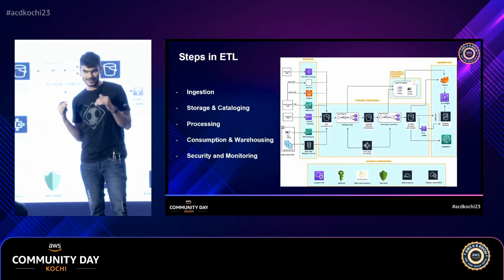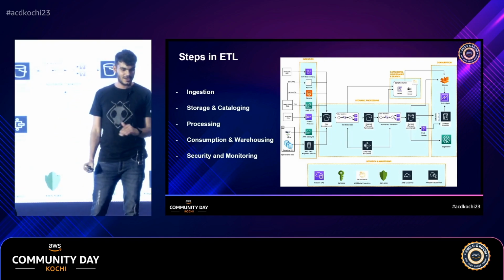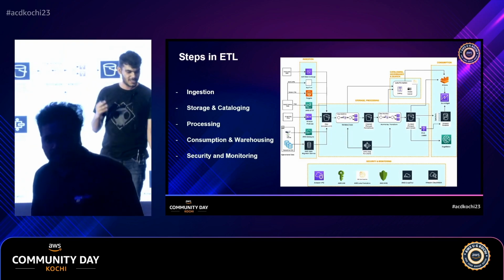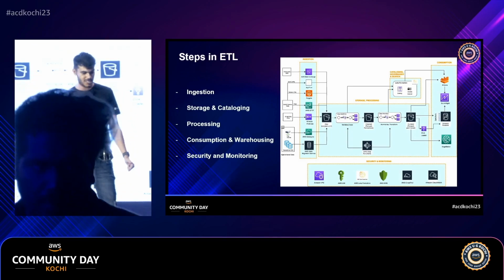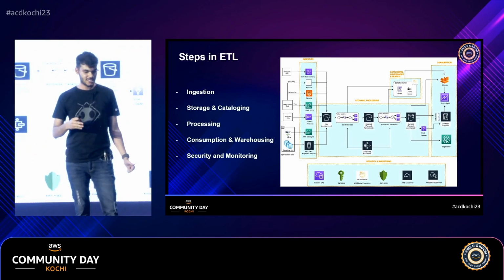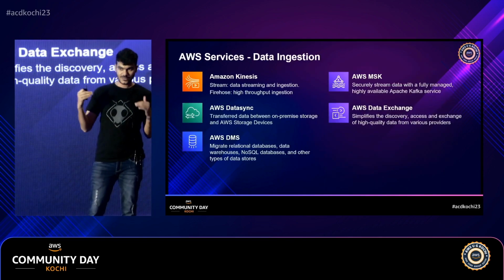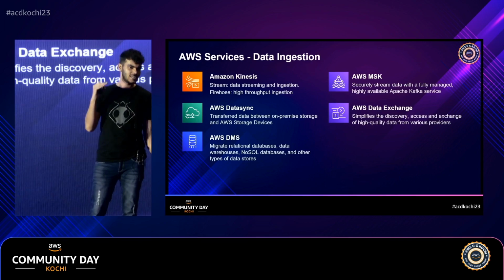So this is where the problem starts, right? ETL itself has these 5 different steps. First one is ingestion, then you have storage and cataloging, processing, consumption and warehousing, security and monitoring. We'll go into details. So for each of these steps, AWS has a number of services. I don't have all the services on the screen, because if we go through each and every AWS service, it will take us probably 24 hours.